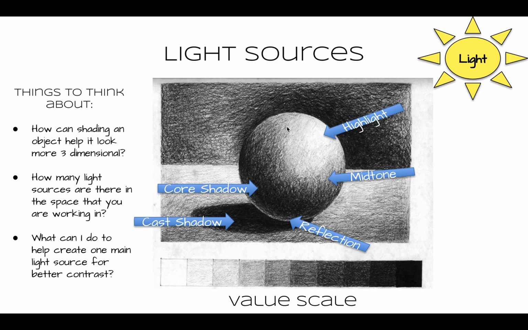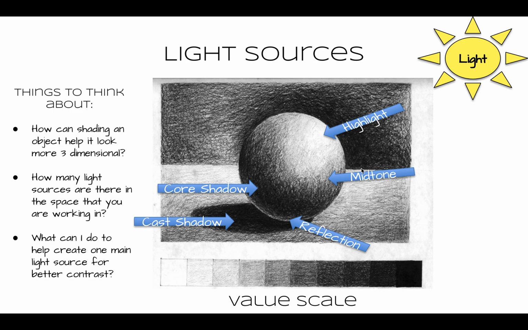As we look further away on our object, our value tends to get a little bit darker. Our medium values, we refer to those as the midtone, right? Then on the back side, we have what's called the core shadow, or I refer to it as the shadow. Sometimes we even catch a reflection on the back of the object, which is a very light value there. And then last but not least, we have the cast shadow.